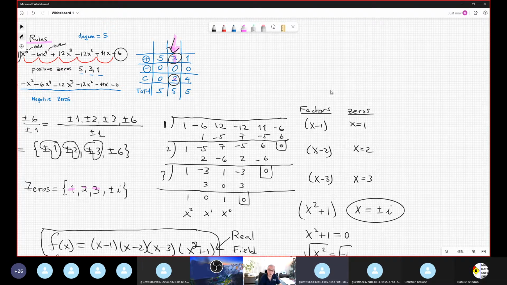X minus 2 twice? No, x minus 2 not twice. X minus 2 is only one time. So one factor, look at the synthetic division. I divide by 1 was okay, 0 remaining. Divided by 2 was okay, 0 remaining. It's x minus 2 one time, x minus 1 one time. Divided by 3, x minus 3, 0 remainder again. Not 2 times like this. This is 3, not 2, 3.